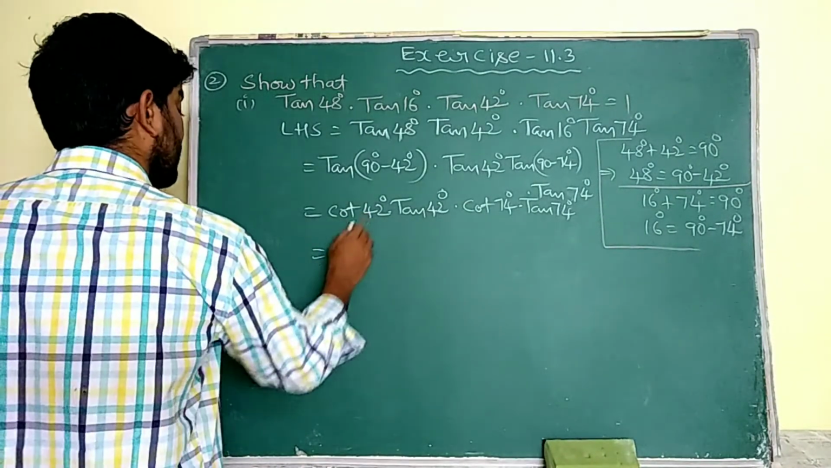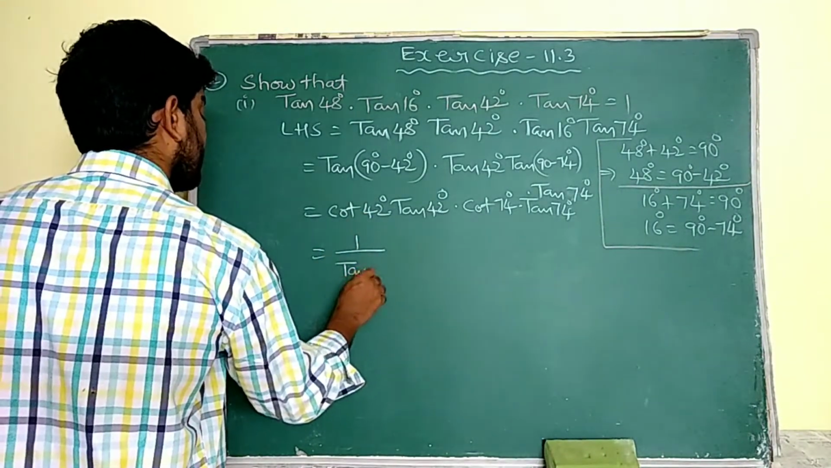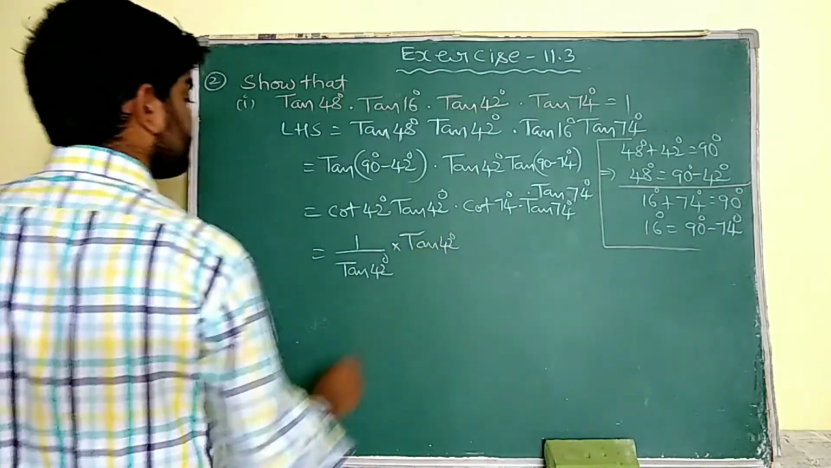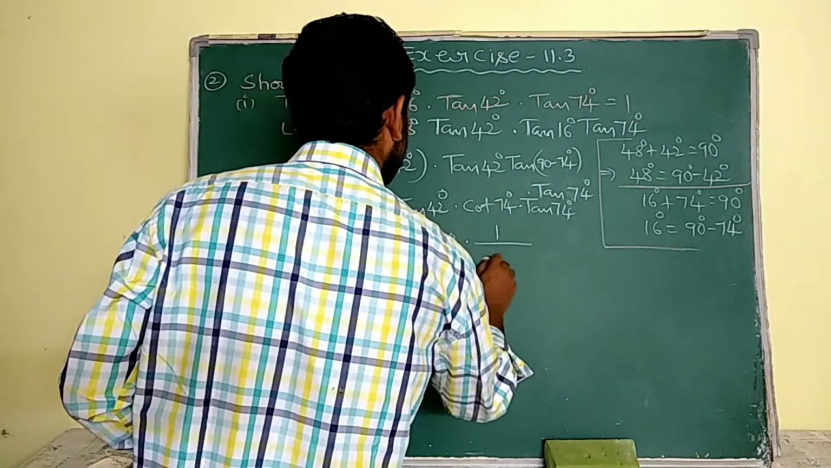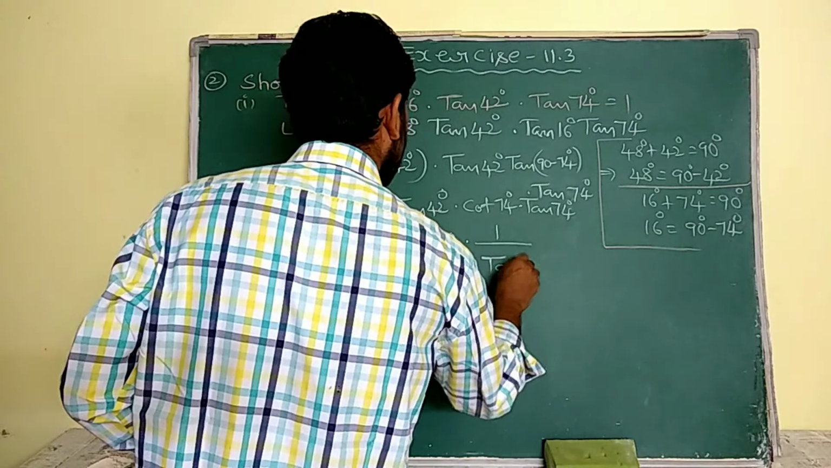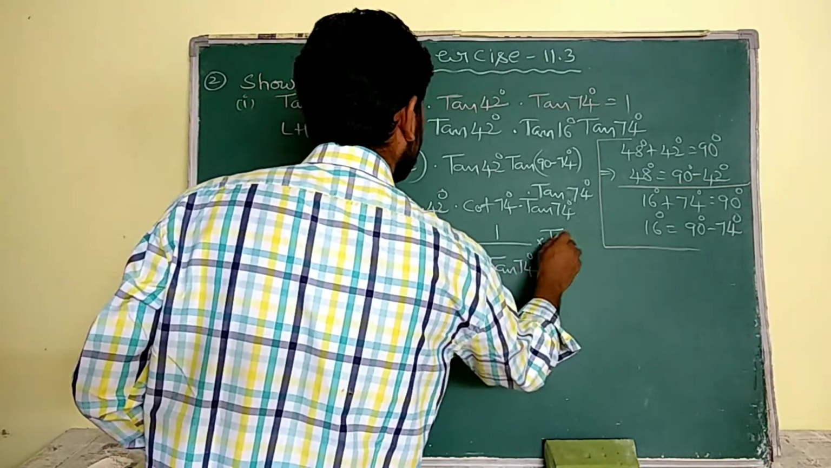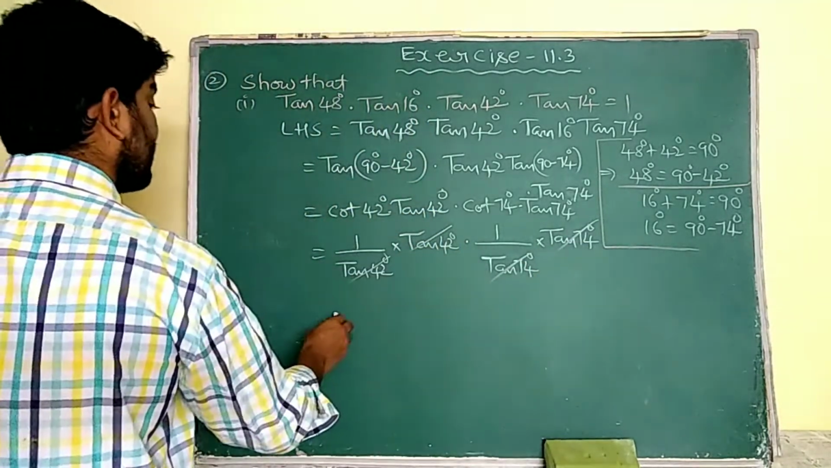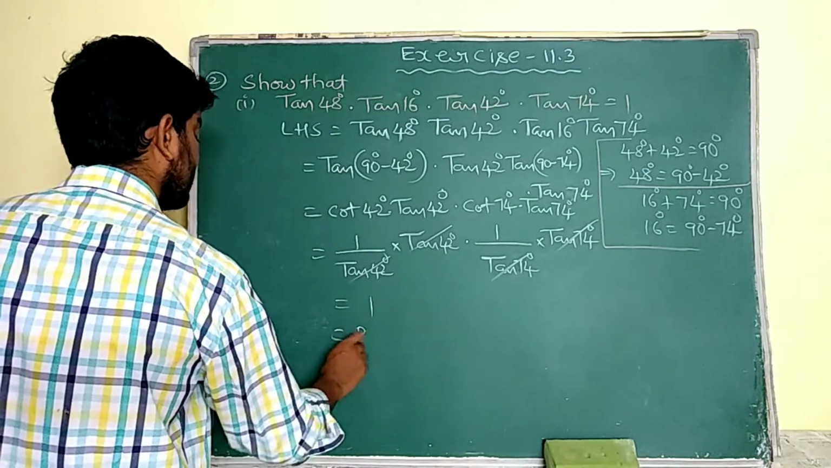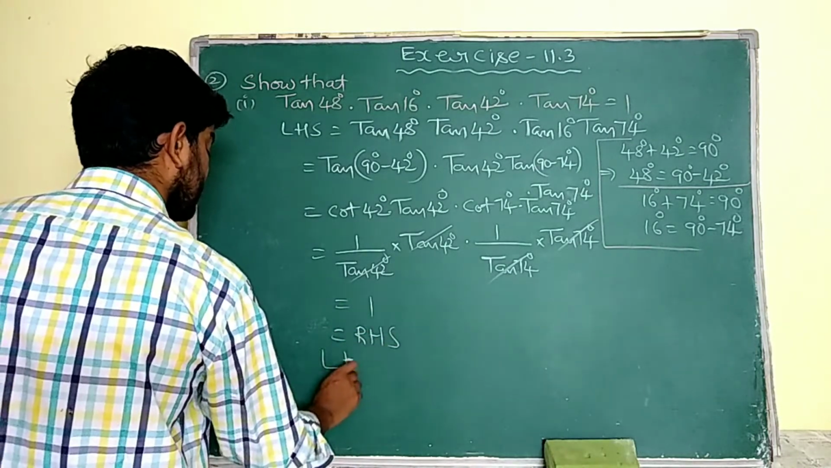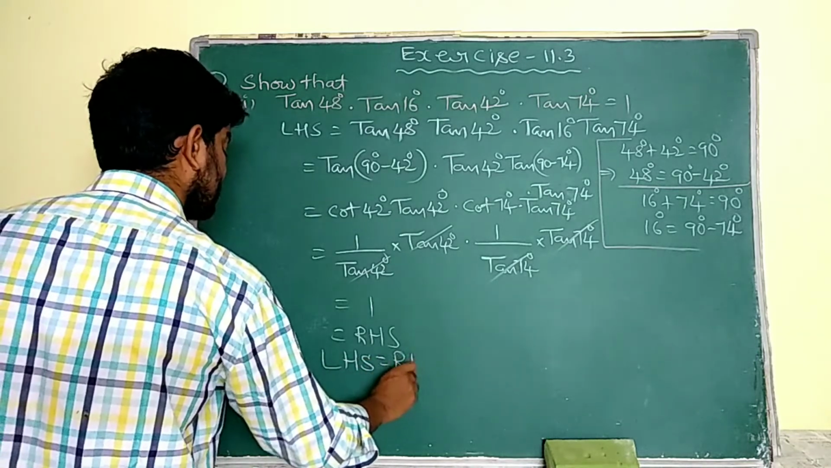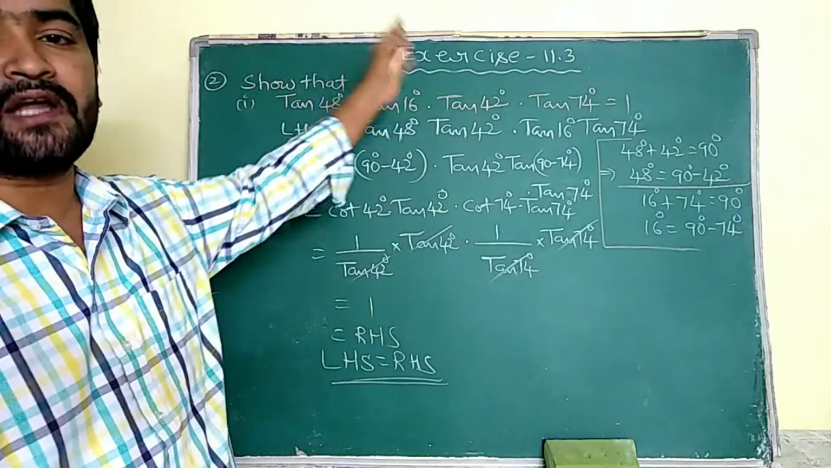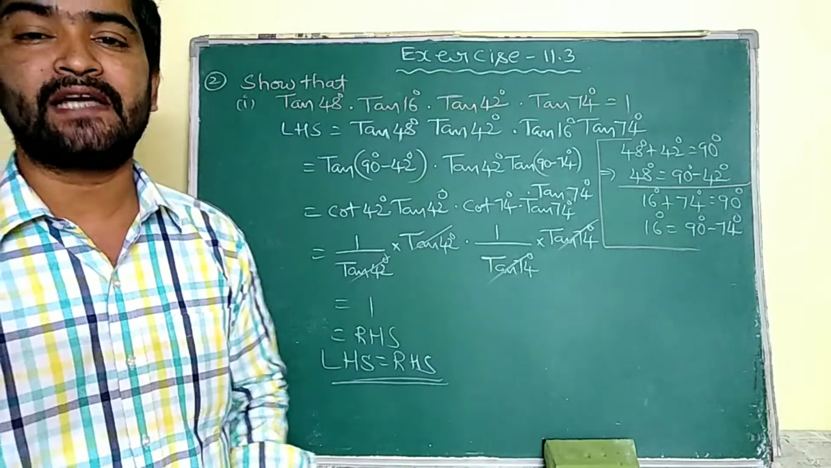Now see, this cot 42 degrees is expressed as 1 by tan 42 degrees into tan 42 degrees. Similarly, cot 74 degrees is expressed as 1 by tan 74 degrees into tan 74 degrees. This tan 74, tan 74, tan 42, tan 42 are going to be cancelled. This is 1. Now it is our required RHS. So LHS is equal to RHS. So we just proved that tan 48 into tan 16 into tan 42 into tan 74 degrees is 1.